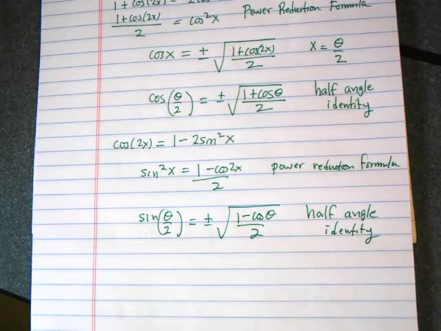Okay, so those are really the 2 new formulas in this section. The 2 new formulas are the half angle identities. Like I said, the power reduction formulas are very important in Calc 1 and Calc 2, but don't really show up in this class.